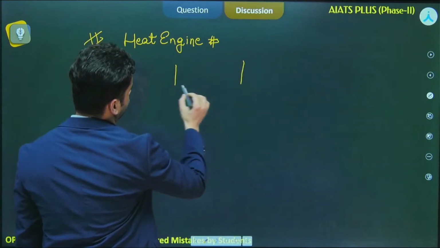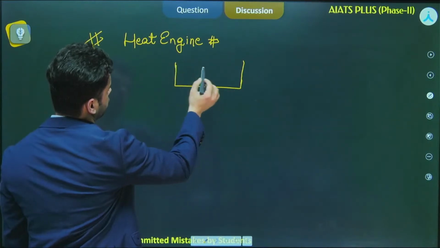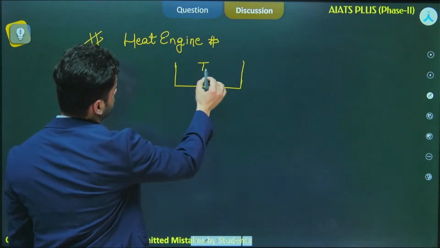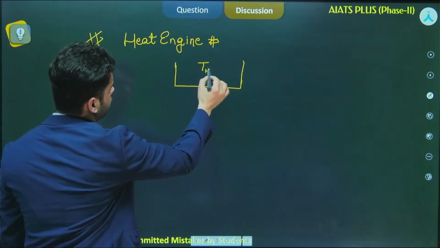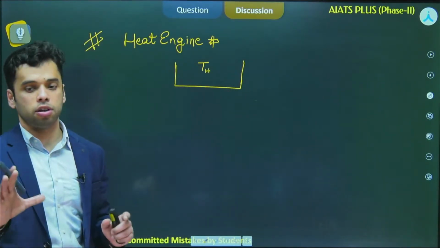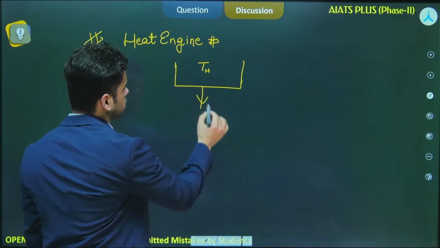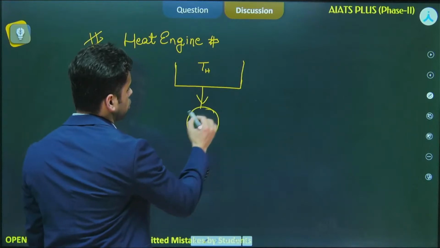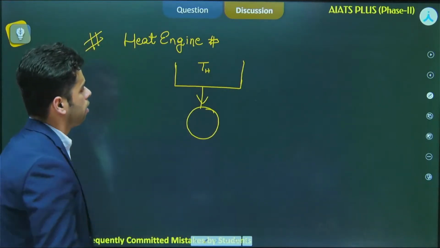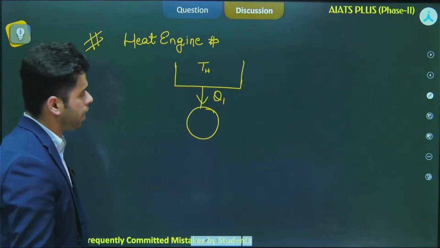So the basic construction of a heat engine is something like this. You have a reservoir which is at a higher temperature. Let me take this temperature as TH. So you have a reservoir which has an infinite heat capacity. The temperature of this reservoir is TH. And you extract the heat from this reservoir, and this is your working cycle. So it extracts heat Q1 from this reservoir TH, right?